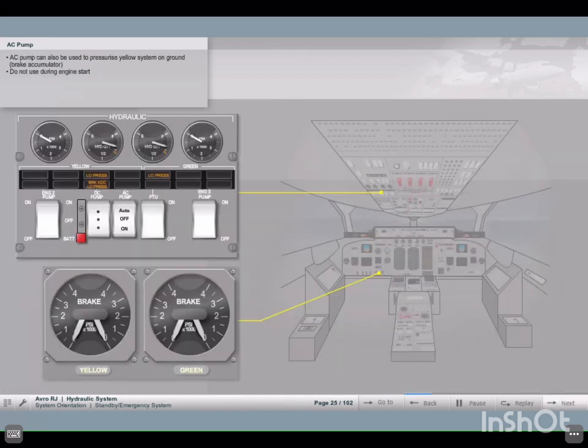The AC pump can also be used on the ground to pressurize the yellow system and therefore the brake accumulator, but not during engine start. Switch the AC pump on.